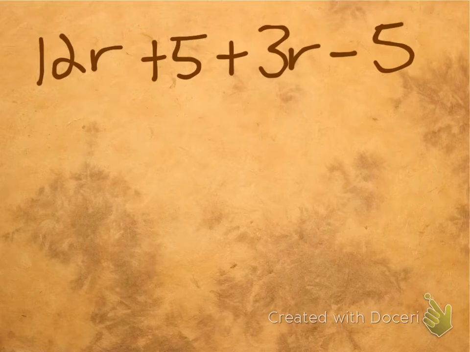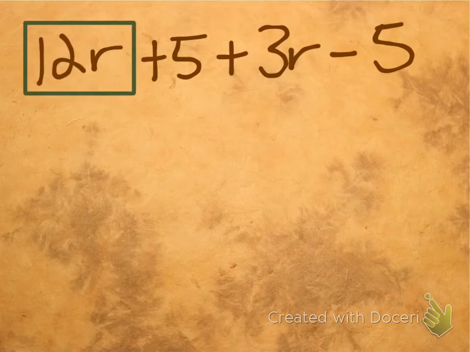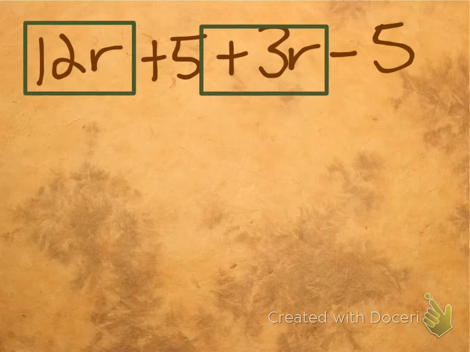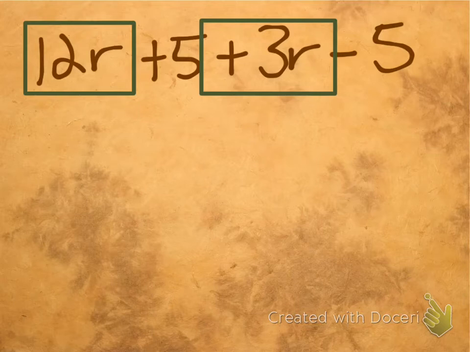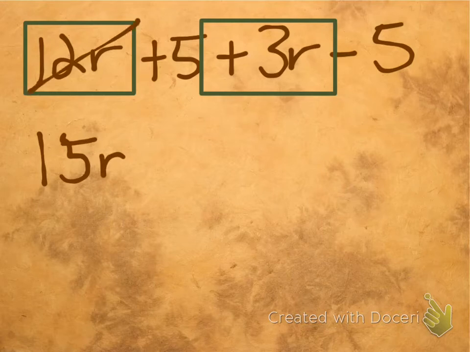So if we look at this, the first one we have is 12r. What other term here has an r as its variable? The positive 3r here. So we're going to bring those two together. What's 12 plus 3? 15r. Can't forget that r. So now we've combined these terms.